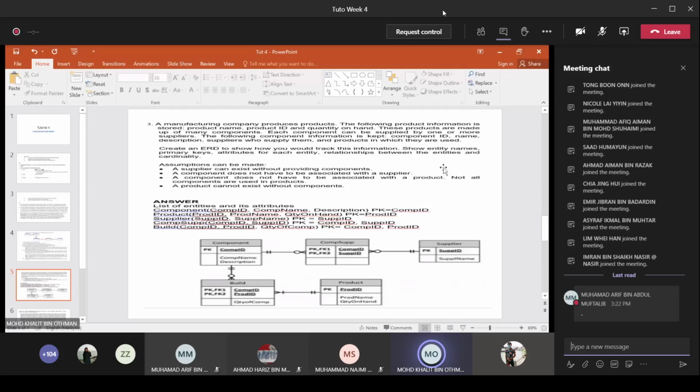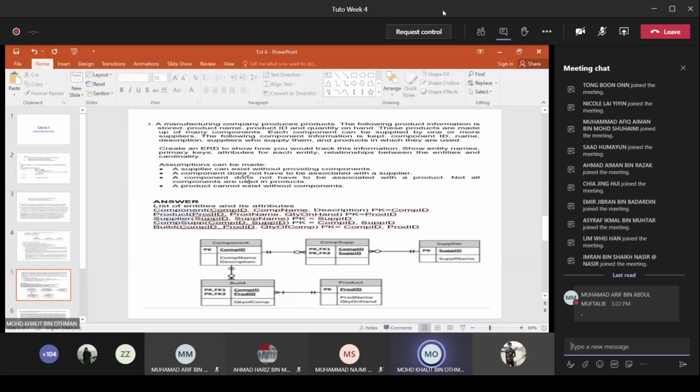Based on this, the question also gives assumptions for you in order to create the ARD. The first assumption is that a supplier can exist without providing a component, meaning that supplier is a strong entity. And then component is also a strong entity. A component does not have to be associated with a supplier.